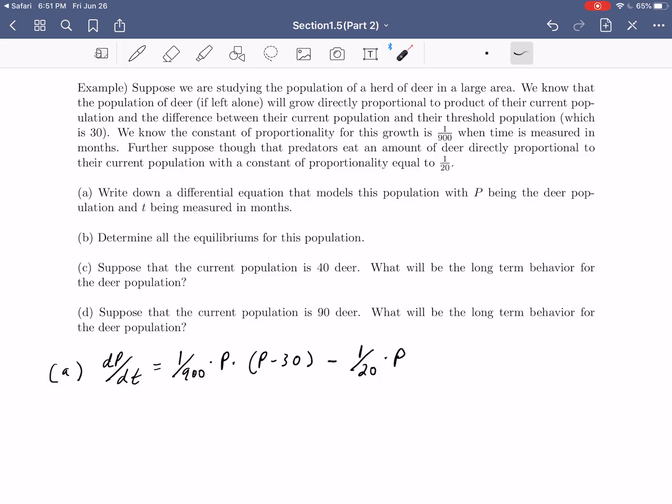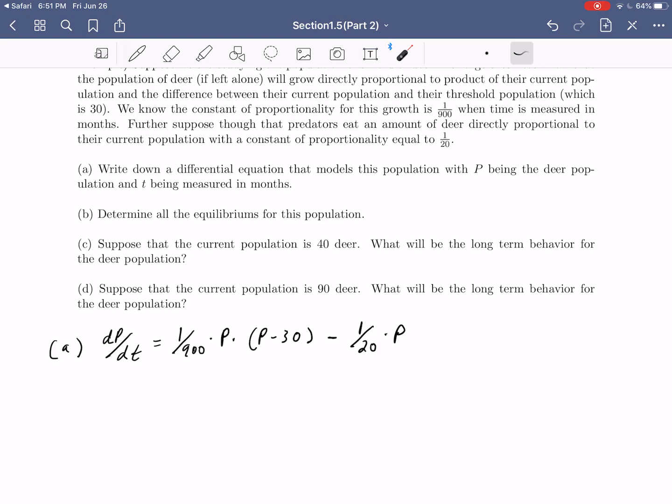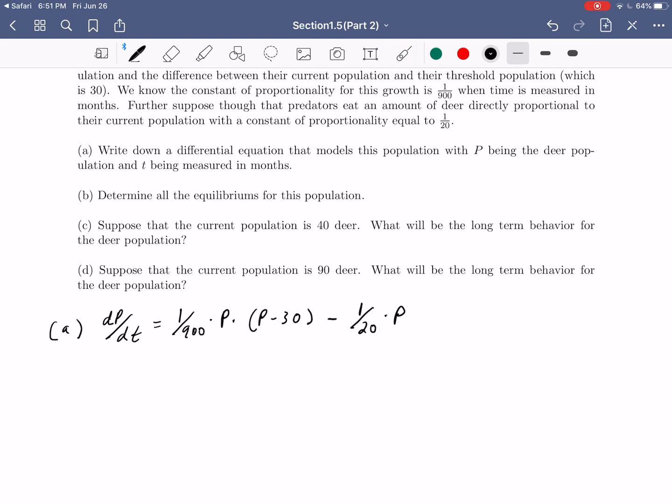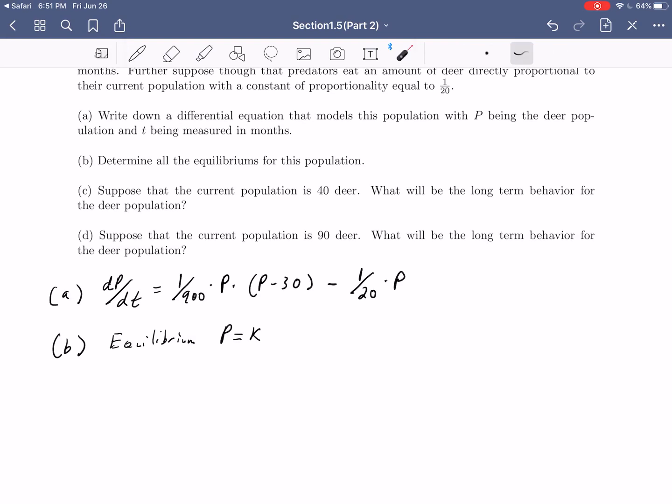There's our differential equation for modeling this population. Again, we're going to try to do the same thing where we come up with all of the equilibria here. So for B, we're going to do our equilibrium, which is P equals K. So, of course, equilibrium means that the population would be stable there. So this left-hand side is going to be 0 because the derivative of a constant is always 0. Then we have 1 over 900, K times K minus 30, minus 1 over 20 times K.